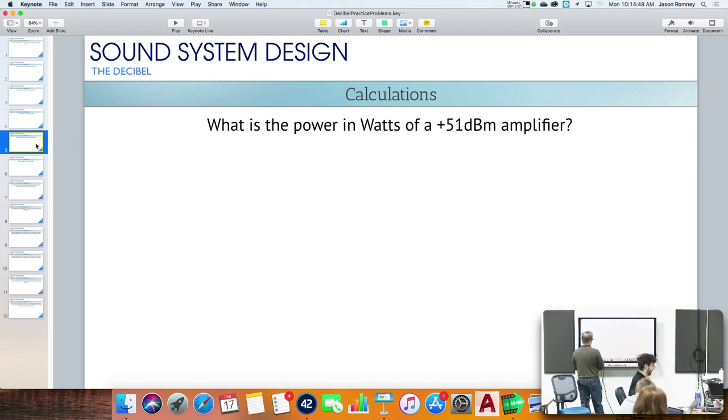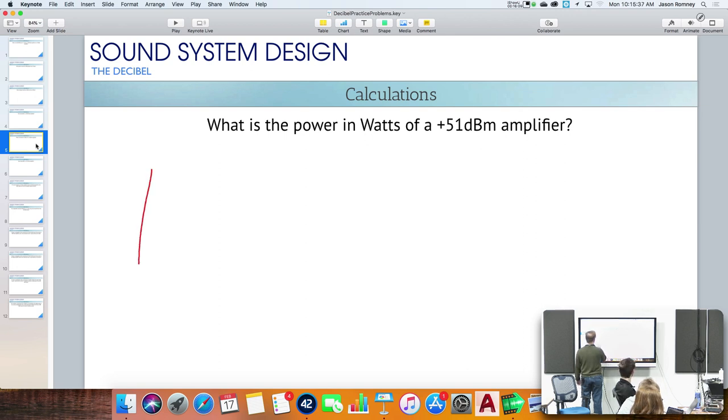So, same thing, but backwards. What is the power in watts of a positive 51 dBm amplifier? You would never see it spec'd this way, but just for fun. Say some horribly misguided marketing person says, this is a 51 dBm amplifier, and you're supposed to be impressed by that. You're probably underwhelmed by that number. 51 dBm, that's nothing, right? That's a lot. So how many watts is that?